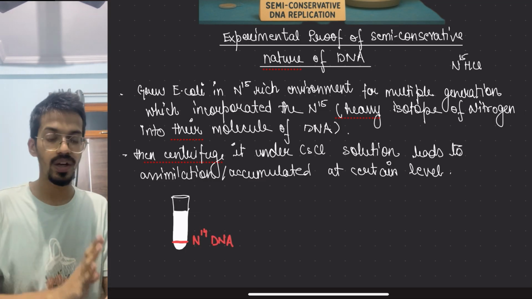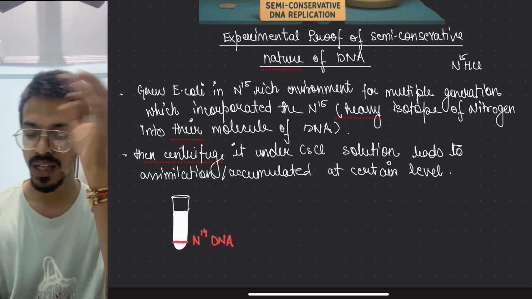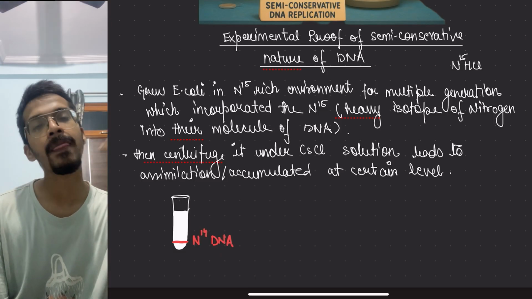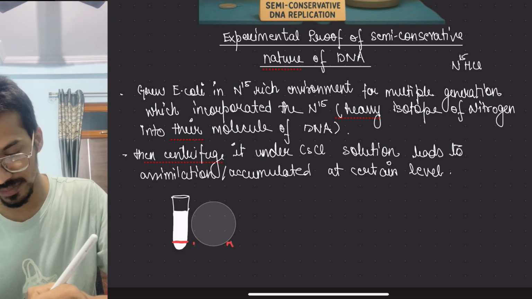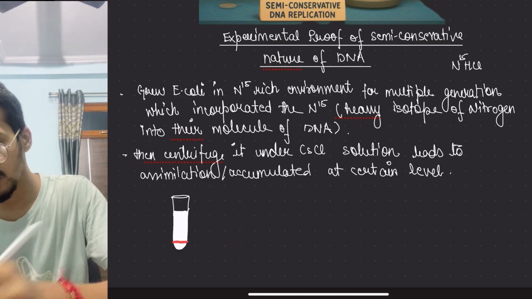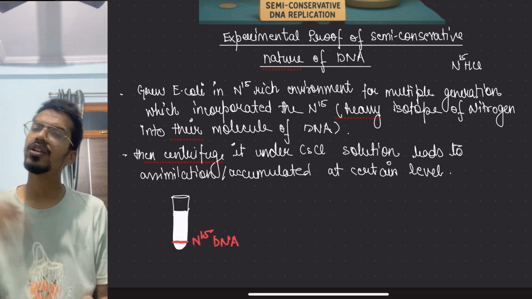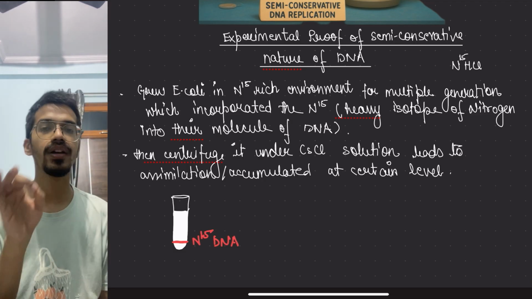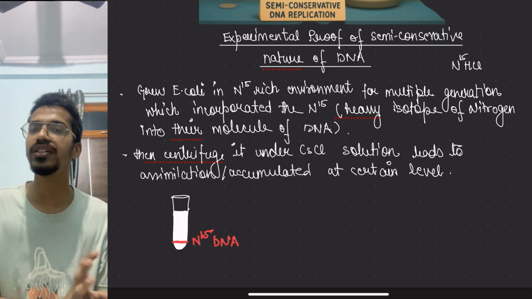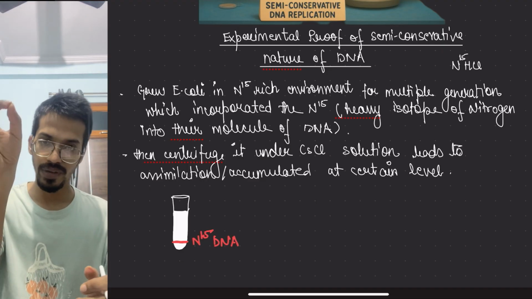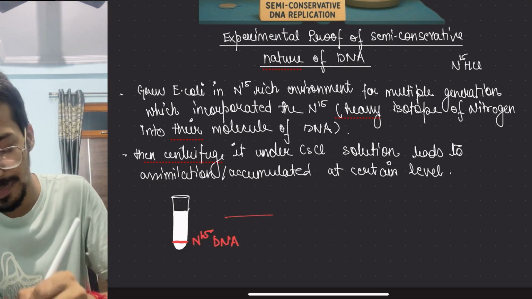Now E. coli takes 20 minutes to replicate. So they use this DNA and let it replicate. Sorry, not N14, N15 is there. This is N15 heavy DNA. But now what they did, they put it in N14. Means N15 is removed and N14 solution has been given. Means 14 HCl is provided. Okay, so what's going to happen now?